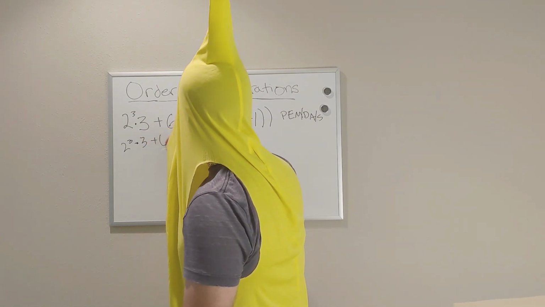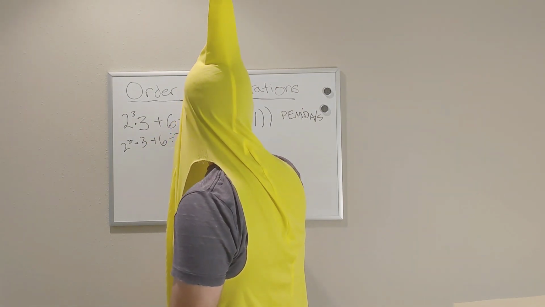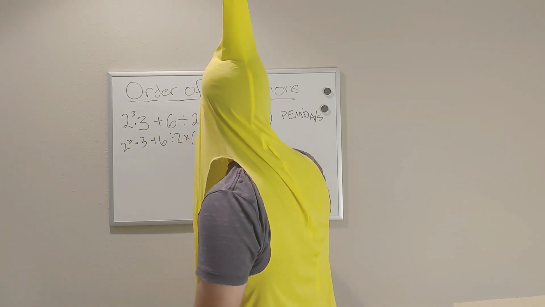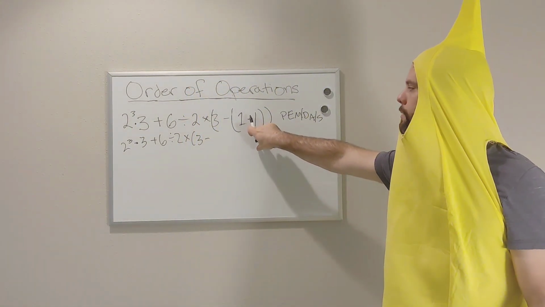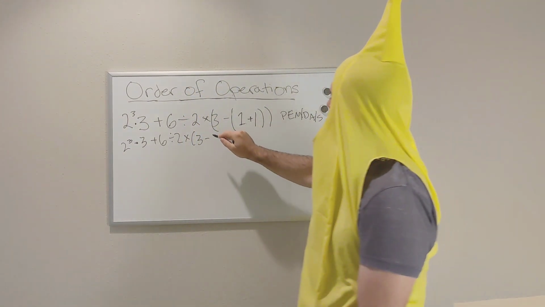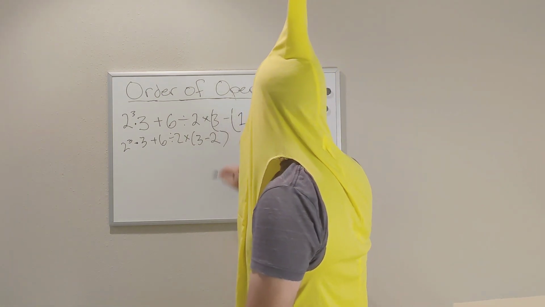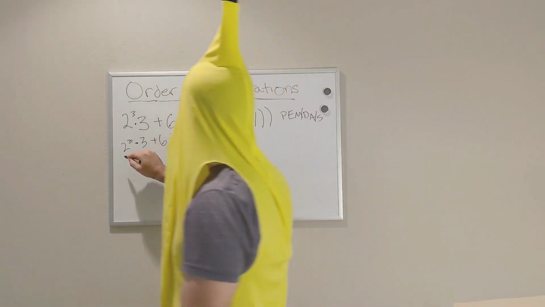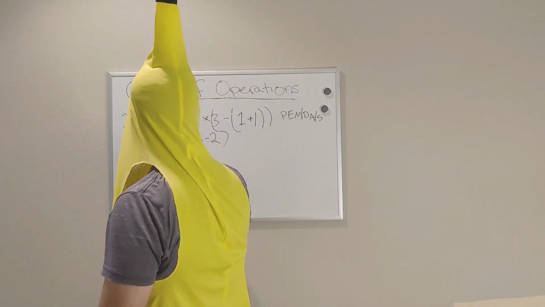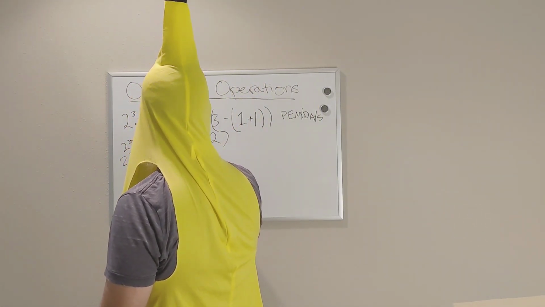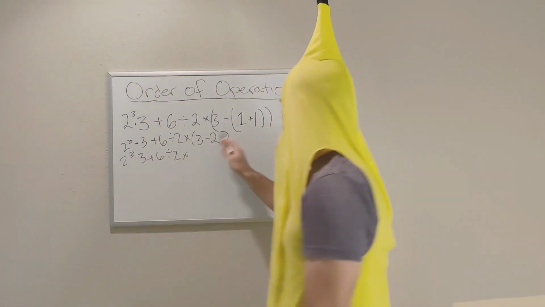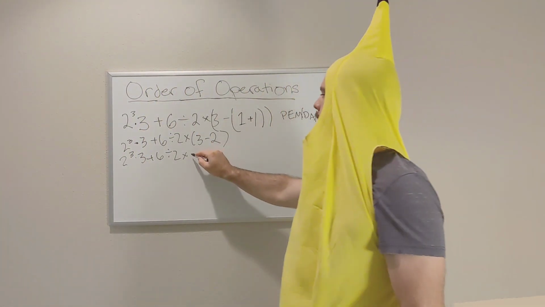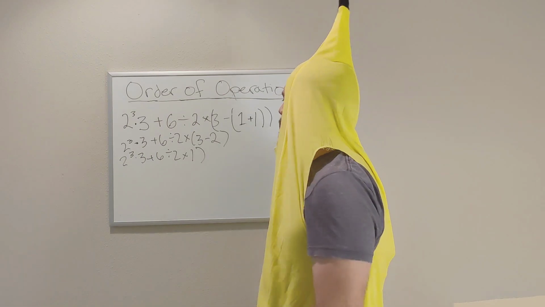2 cubed times 3 plus 6 divided by 2 times 3 minus, so we're going to resolve this innermost parenthetical first. 1 plus 1 is 2, so we get 3 minus 2. We're going to tackle this parenthetical next. We're going to get 2 cubed times 3 plus 6 divided by 2 times, well, 3 minus 2 is 1, so we get 2 times 1.